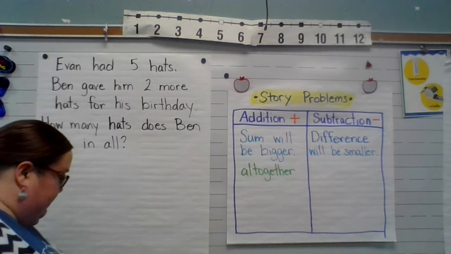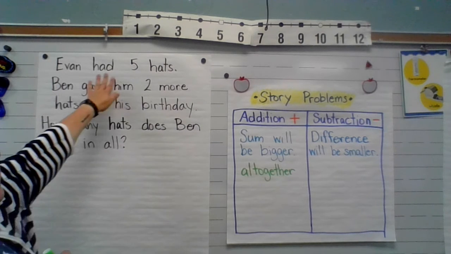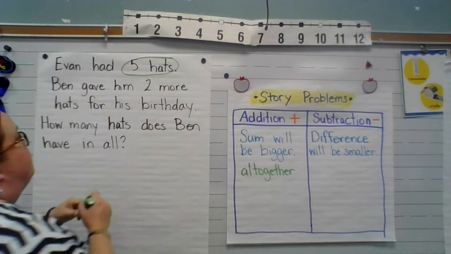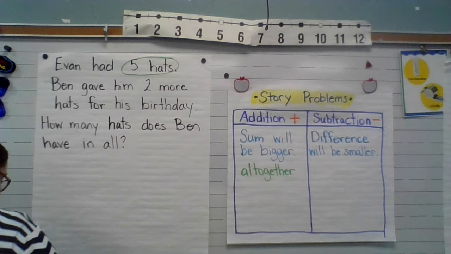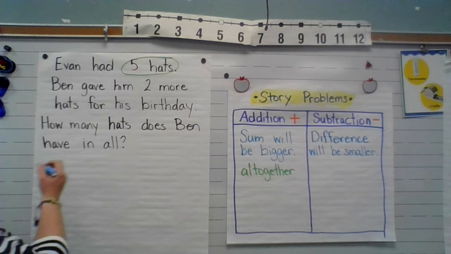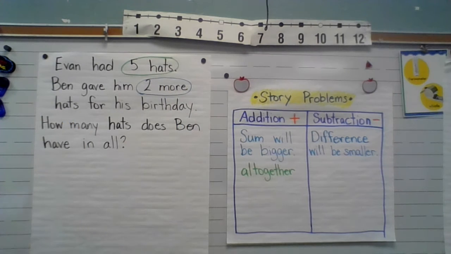Well, let's see. Let's go back through and see what's important. Evan had 5 hats. That's pretty important. I'm going to circle that. Had 5 hats. And Ben gave him 2 more hats for his birthday. 2 more is also important.